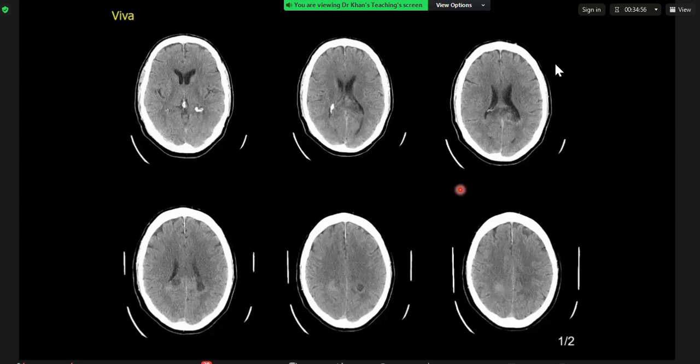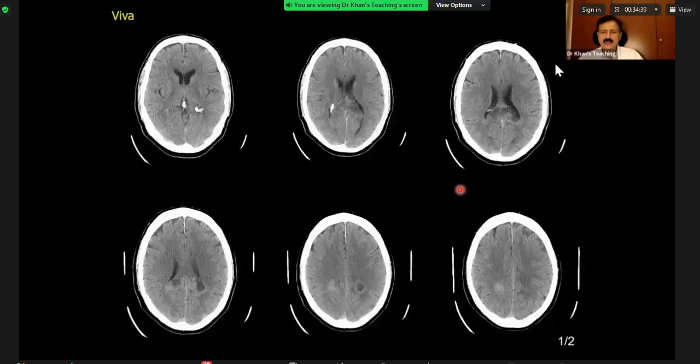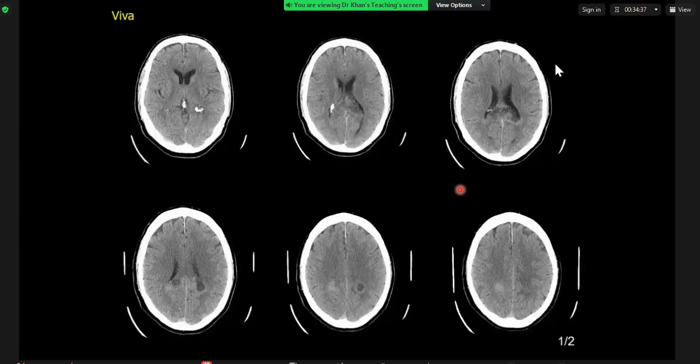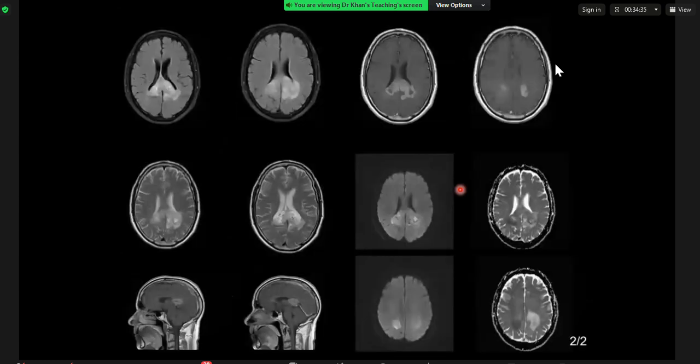There's a bit of local mass effect and possibly some vasogenic edema. So I'm concerned that this may be a mass lesion which is crossing the corpus callosum posteriorly. Differentials include a GBM, possibly. So your differential is GBM and? Lymphoma as well. Okay, very good.